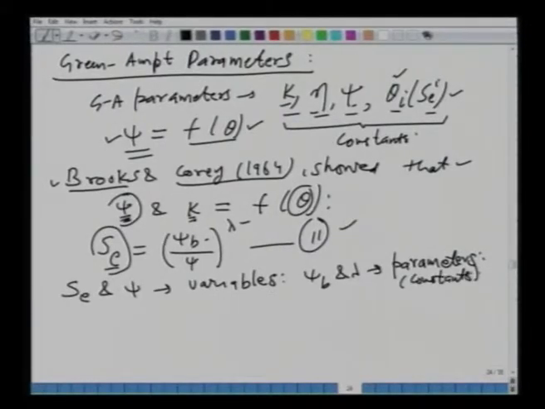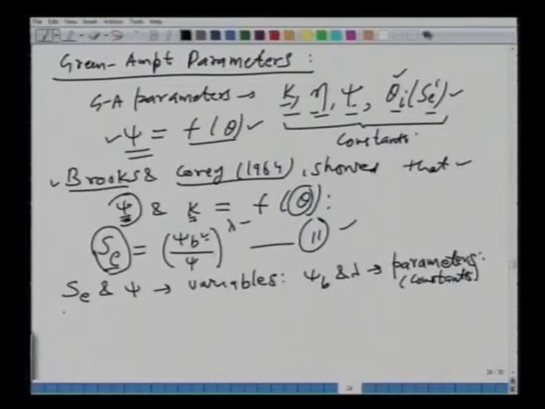Okay. Now, how do we find these values? Before we can establish a relationship between psi and theta, we need to be able to find out both psi b and lambda, which are the constants in this equation. What they have done is they have given a step by step procedure of finding out the values of these two parameters.